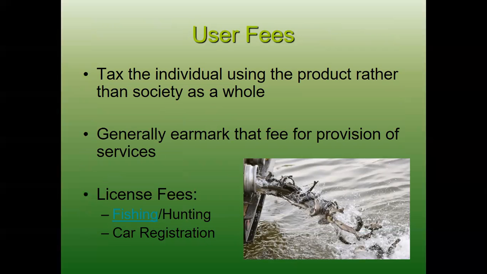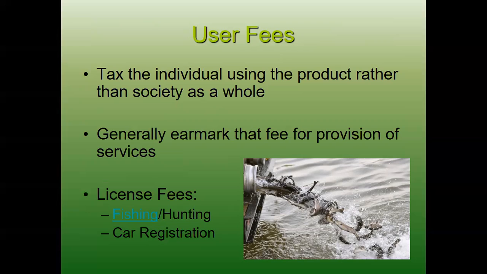We also have user fees, and these are oftentimes called license fees. So the idea here is that we're taxing individuals who use a service from the government rather than everybody within the specific state. And usually these funds then get earmarked for services related to that product that you use. So with the fishing license you see here, when you buy a fishing license in Pennsylvania, that allows the Game Commission to stock the rivers and lakes throughout the state.